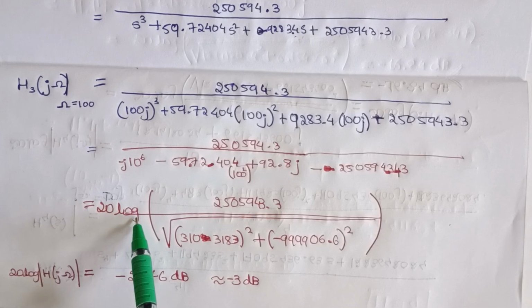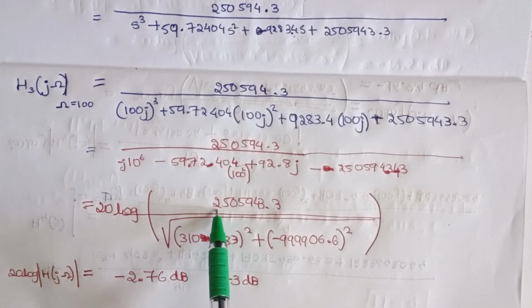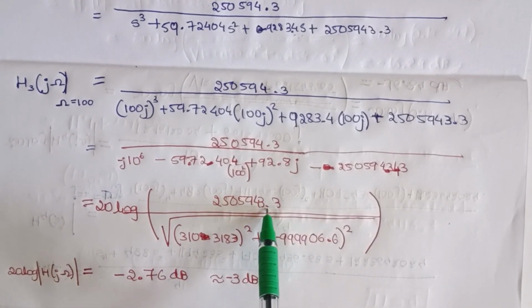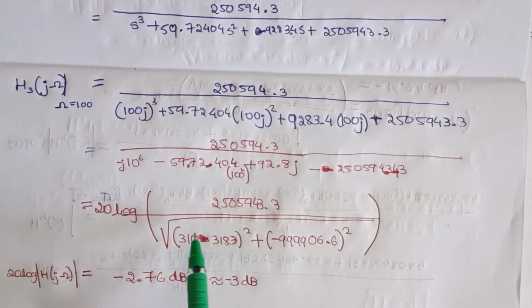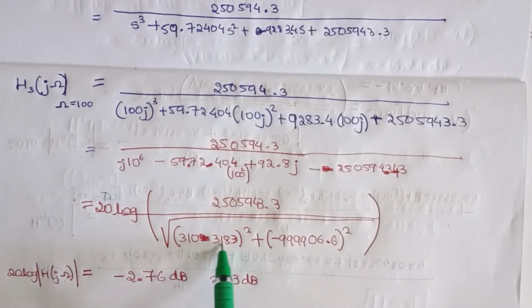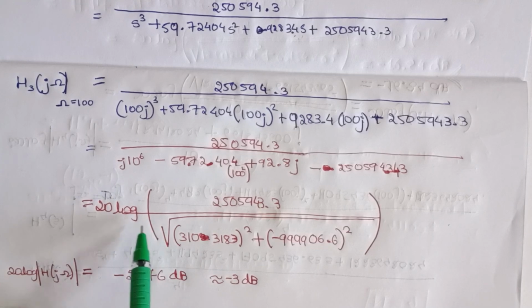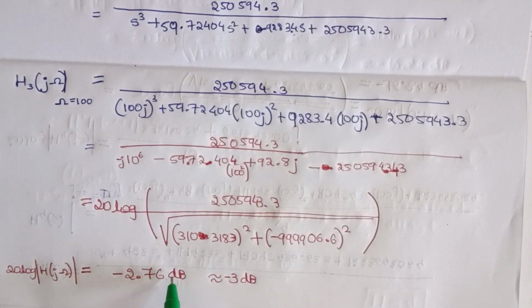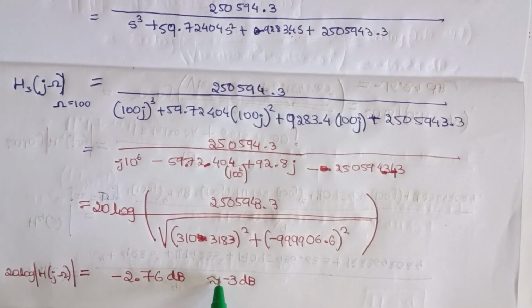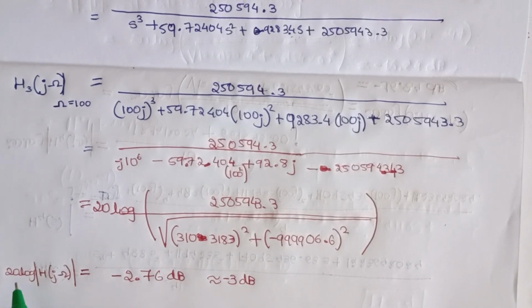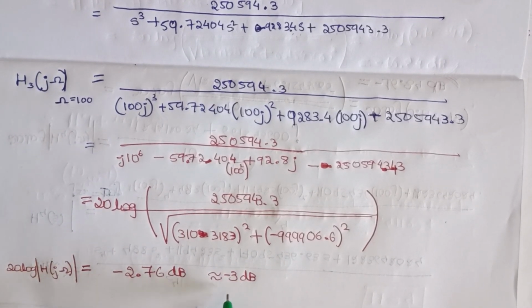Hence, 20 log of this transfer function is 250594.3 divided by under root a square plus b square. The obtained answer is minus 2.76 dB, for which the approximate value is minus 3 dB. Hence, 20 log H of j omega is minus 3 dB.